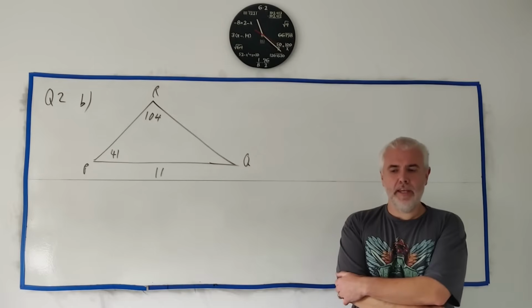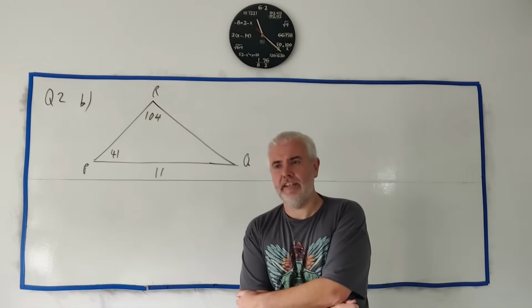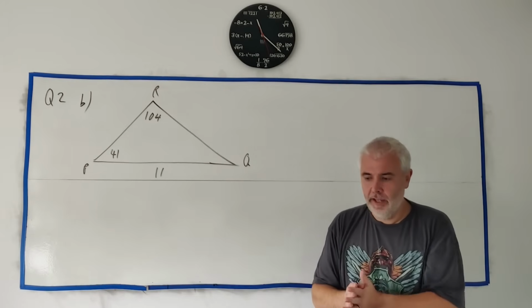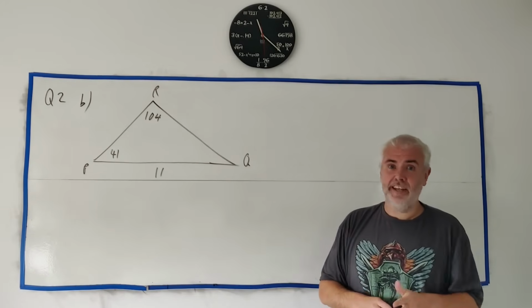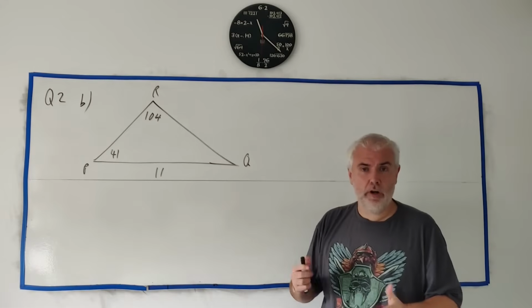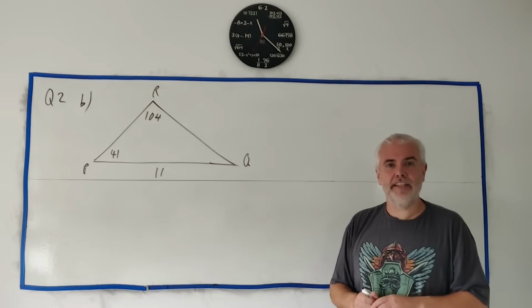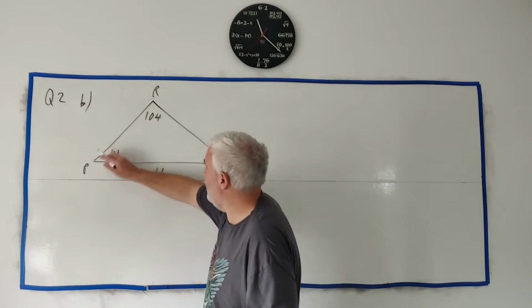Okay, part B is a simple question in the sense that they give you a picture of a triangle and ask you to find something. It's not simple in that I think it's quite difficult for an ordinary level question. So they ask us to find the distance from P to R. That's from there to there.